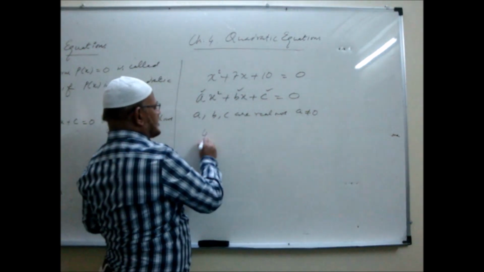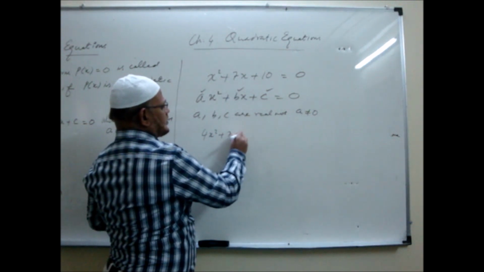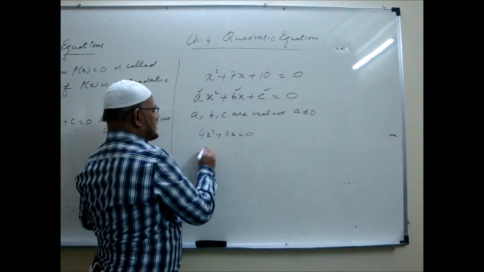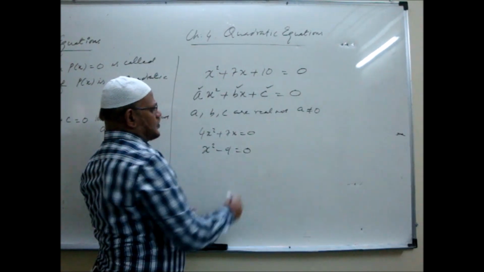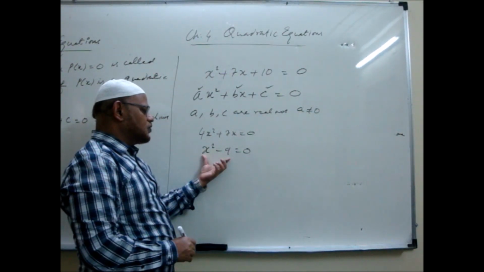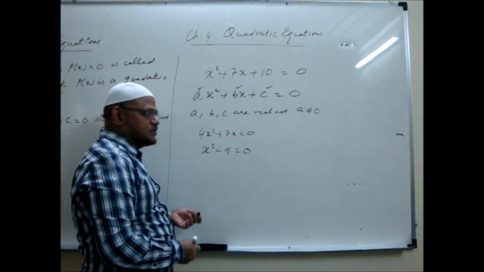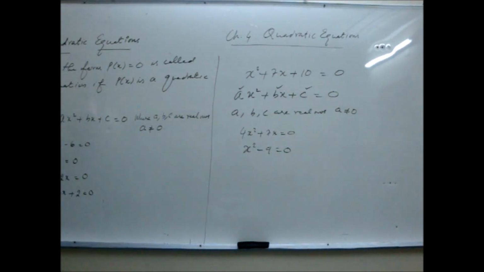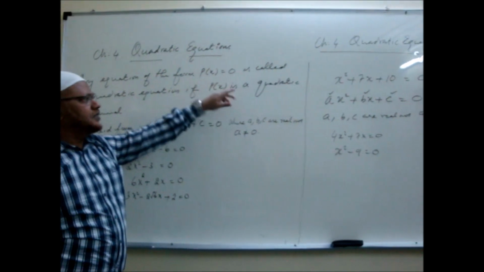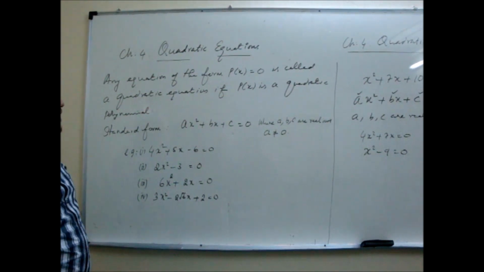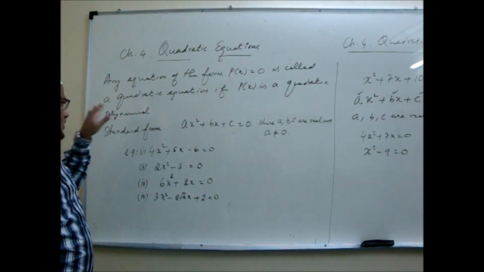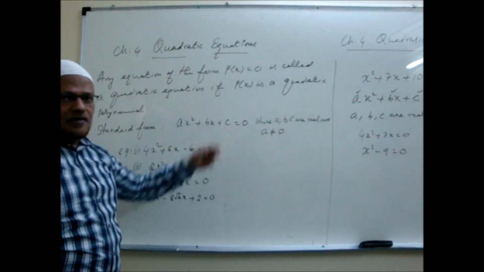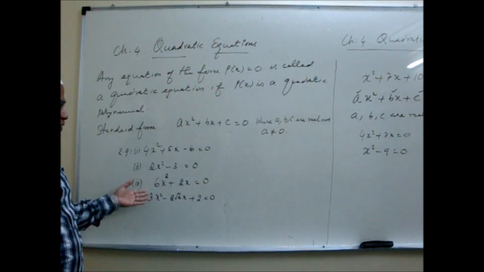Many equations we can write here: 4x square plus 7x equal to 0. If the constant term is not there, still it is a quadratic equation. See, now x square minus 9 is 0. The x term is not there, but this is a quadratic polynomial, so the whole thing is a quadratic equation. We can write many examples for that. So you will write down this definition: any equation of the form P of x equal to 0 is called a quadratic equation if P of x is a quadratic polynomial. Standard form: ax square plus bx plus c equal to 0, where a, b, c are real numbers, a not equal to 0. Some examples have been written over here.